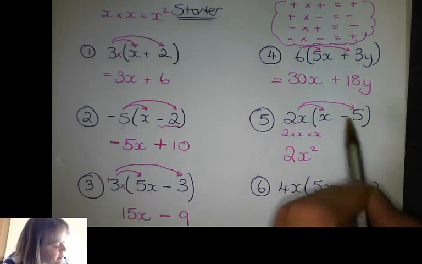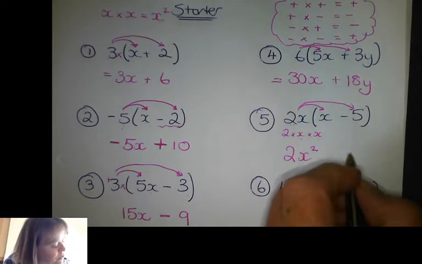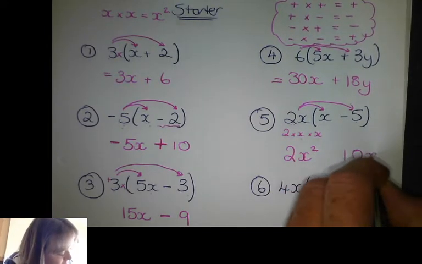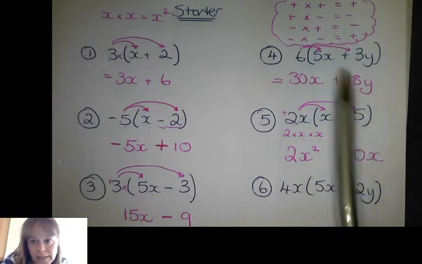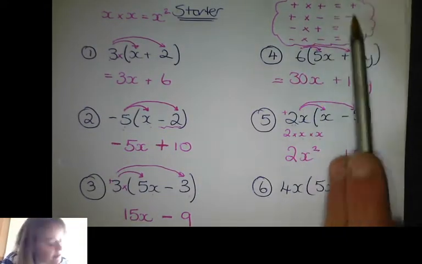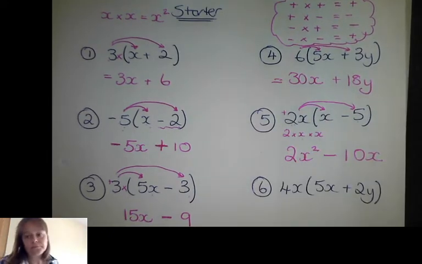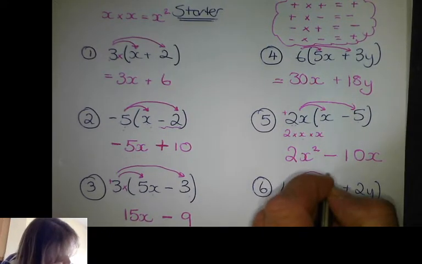And then this bit says 2x times 5. Well, 2x times 5 is 10x. And this is like a positive number multiplied by a negative number. Positive times negative gives me negative. And lastly, even harder.